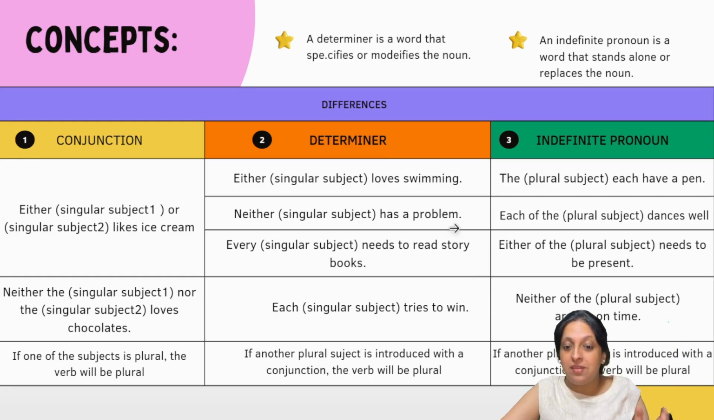But again, this thing you have to keep in mind: if this is the complete sentence, then fine. These are the sentences, then it is fine. But in any of these sentences, if we introduce another plural subject, then what will happen? If we don't introduce another plural subject, then this is the case where we are going to use a singular verb. But if we use another plural subject, then the verb will become plural. So we are going to talk about it and understand it more.